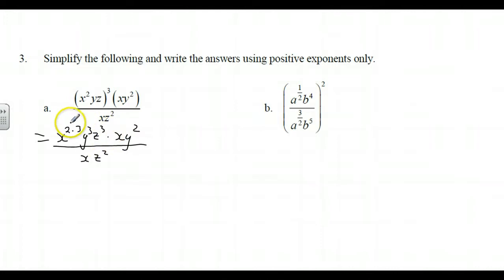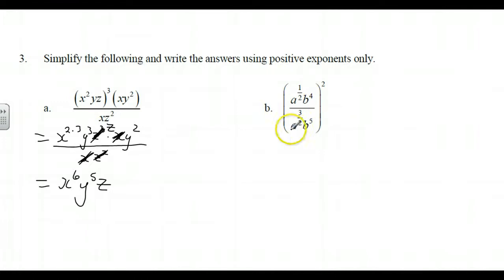Well, that's going to be a 6. I'm going to cross this off and this off. So we're taking out the x top and bottom. I'm going to take the z squared out and leave me with a z to the 1. So I get x to the 6th. I've got y 3 and 2 is y to the 5th. And a z. So x to the 6th, y to the 5th, z.